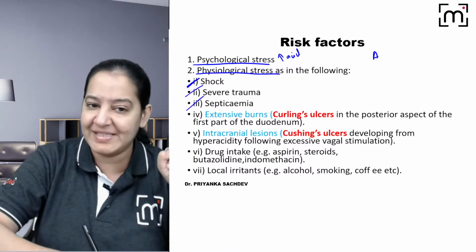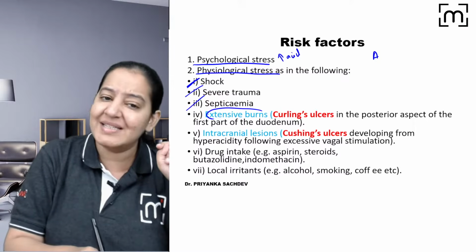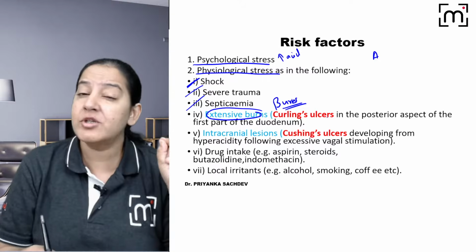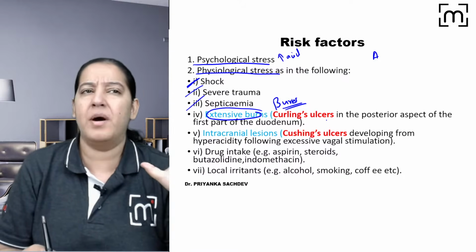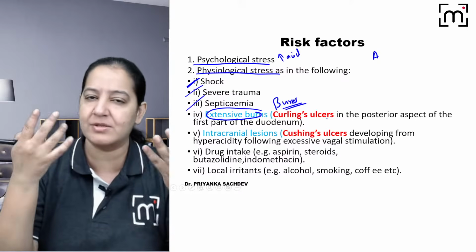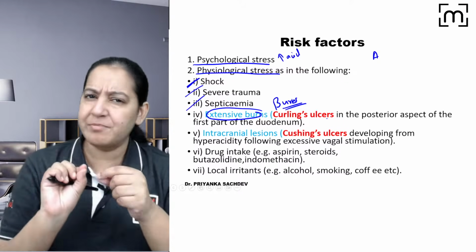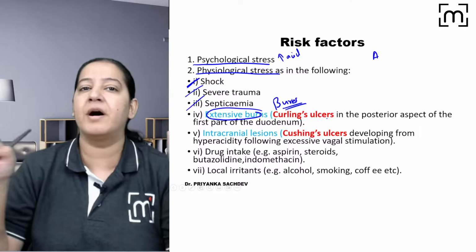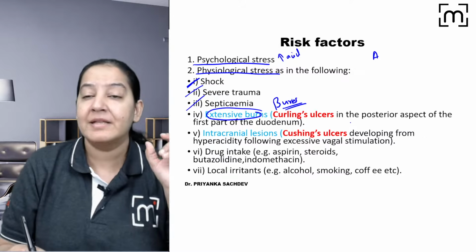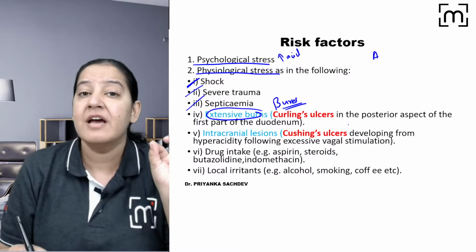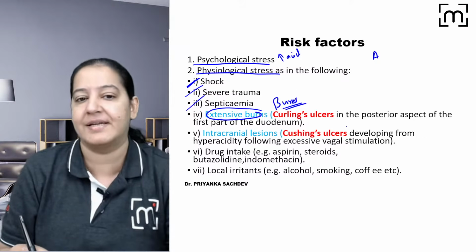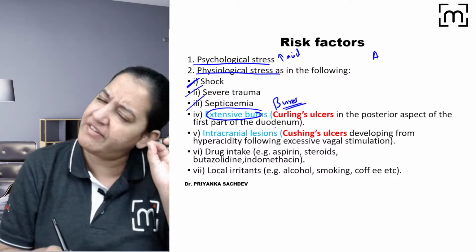Severe trauma, septicemia, right? In extensive burns, you know, burns are the most painful condition in the world. In burns severe pain is there. Sometimes we have a small burn in our fingers or somewhere else in the body, but sometimes a person has a complete burn over the body, right? So in burns, due to pain, the vagal secretion increases. Pain causes vagus stimulation and vagus increases the acid. That's why in burns ulcer always occurs.